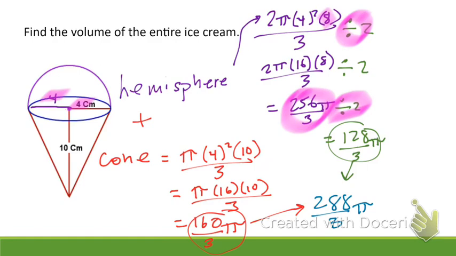I take that volume of the hemisphere, which is in the green, combine it with the volume of a cone, which is in the red, and my final answer is right here.